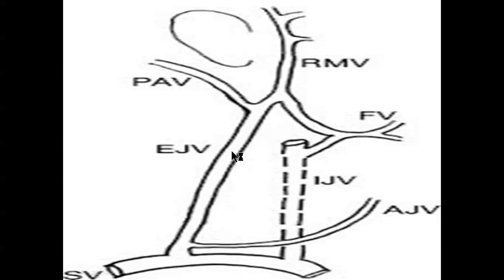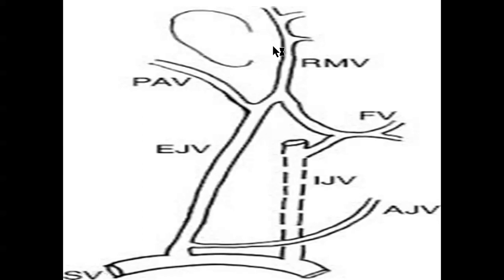Another question can be asked: the external jugular vein is formed by which two other veins? The external jugular vein is formed when the retromandibular vein and your posterior auricular vein are joined.